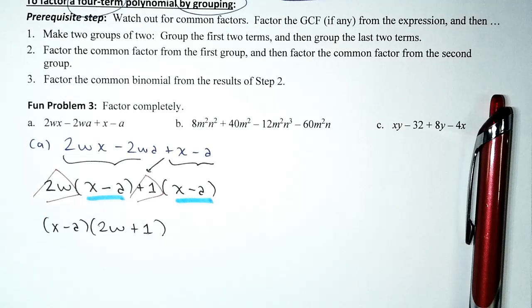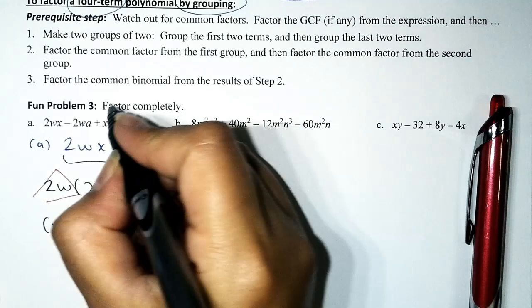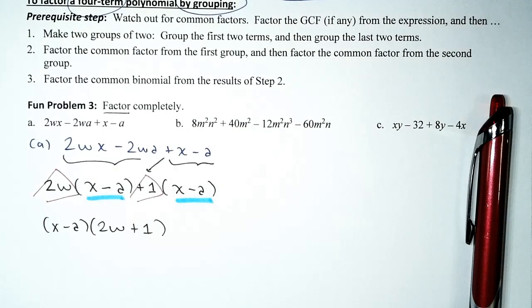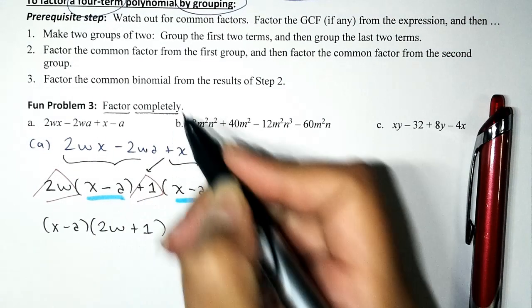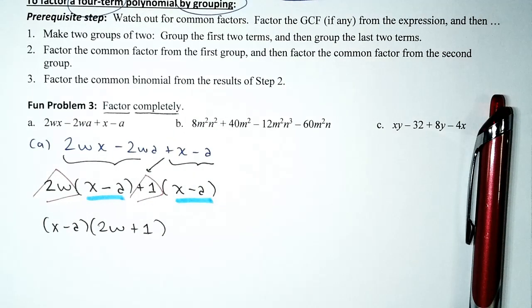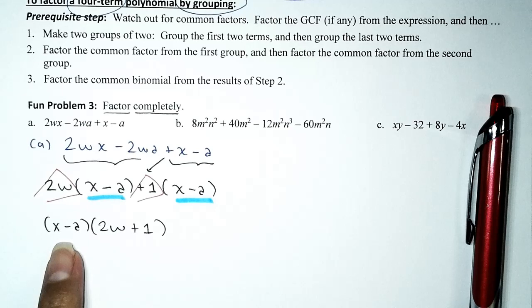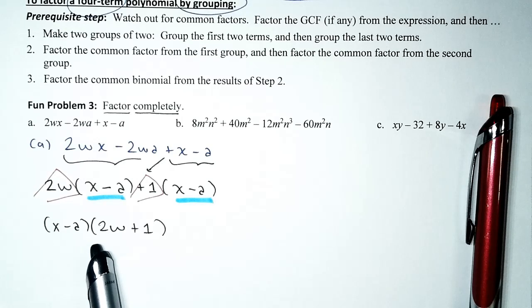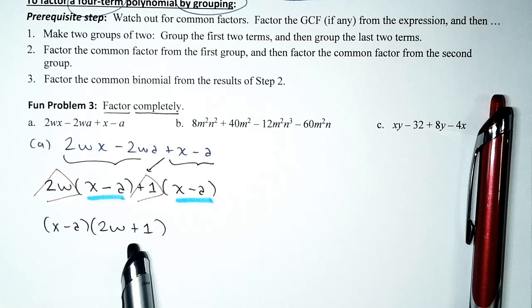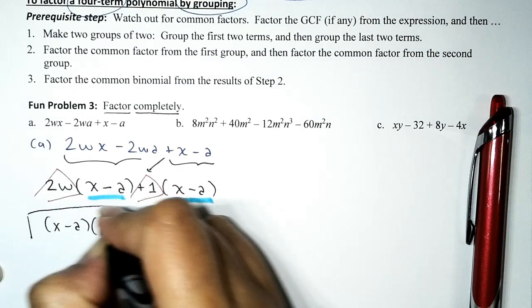Okay, so the directions read factor completely, factor being key. Factor is code for write me as a multiplication problem. But the completely part is, did you break me down all the way? So this is how we do it. Did I really factor all the way? Let's see. x and a, they don't have any factors in common other than 1, so we're good. 2w and 1, they don't have any factors in common other than 1. So we factored all the way, or completely.